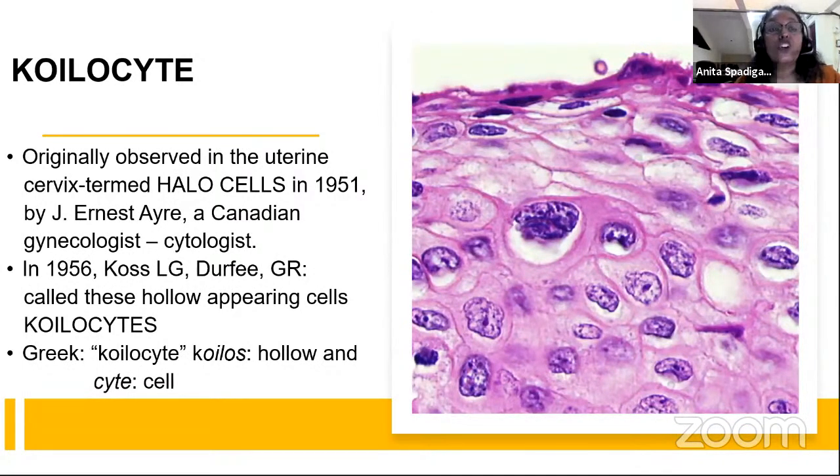So here we have this koilocyte. It was not discovered by an oral pathologist, but a gynecologist. That was J. Ernest Ayre, a Canadian, and he originally observed it in the uterine cervix. At that point, it was called halo cells. The term that we use now, koilocytes, was given by Koss and Durfee, who called these cells koilocytes because of the hollow or empty appearance of the cell.